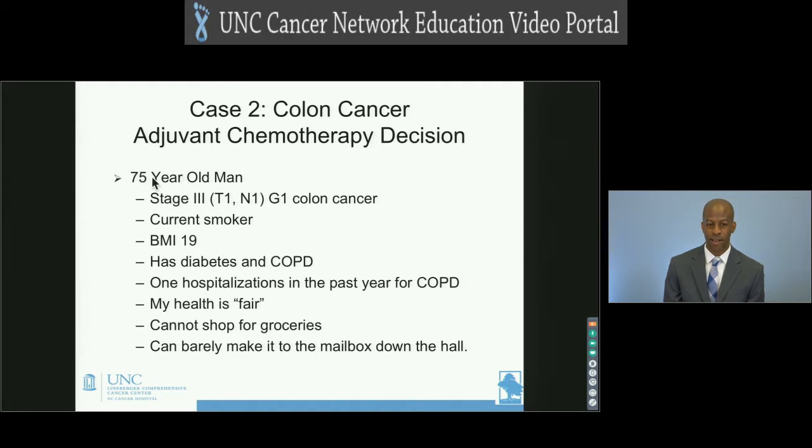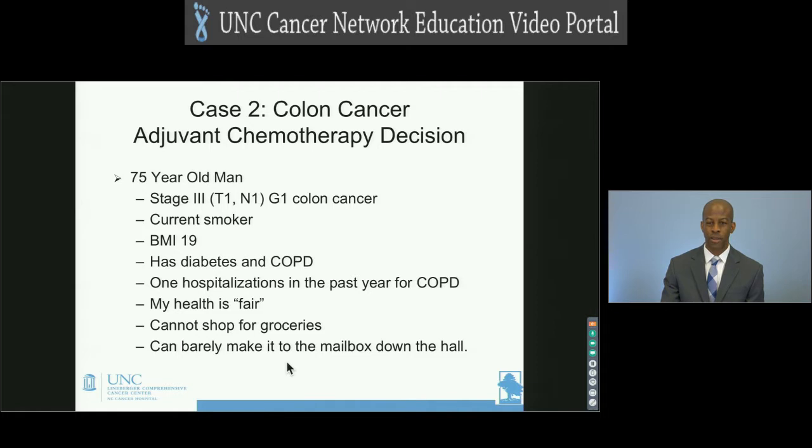And here is the second question that we're going to poll you on. So this is a 75-year-old man, same age, a different cancer, again, smaller size, but has lymph nodes, so fairly high risk cancer, same phenotype, grade 1 colon cancer. He currently smokes. His body mass index is 19. He has diabetes and COPD. He's had one hospitalization in the past year for his COPD.